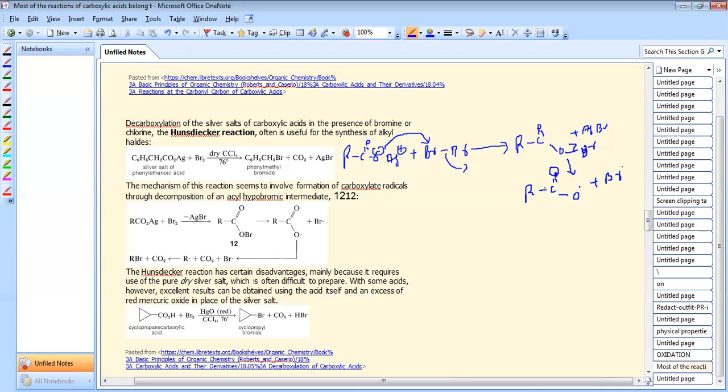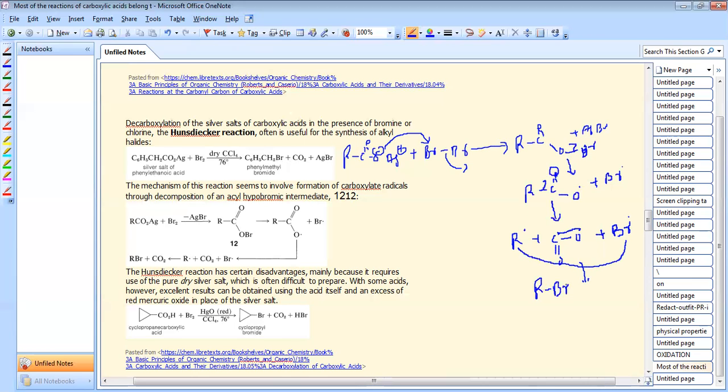Again, this bond undergoes homolytic cleavage. Then we get R free radical, and this is C double bond O, and here it has one electron connected to the oxygen. This single electron and this single electron, those are unhybridized electrons, undergo lateral overlapping and form a pi bond. So that is carbon dioxide. And in the reaction mixture we have one more species, that is the Br free radical. Now this Br free radical and the alkyl free radical combine to form our desired product, alkyl bromide.